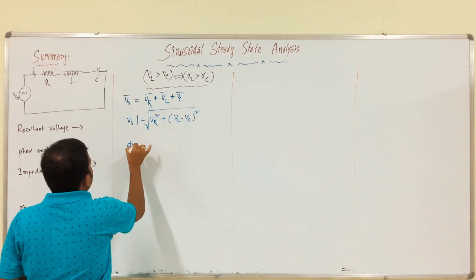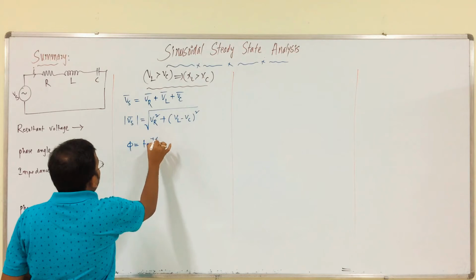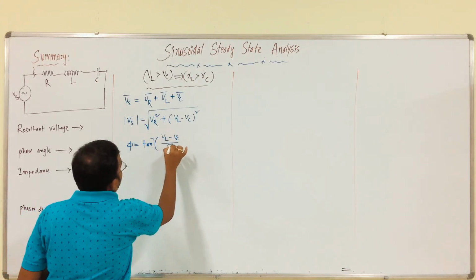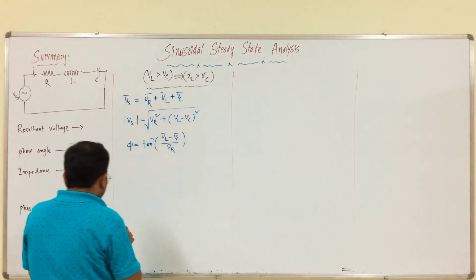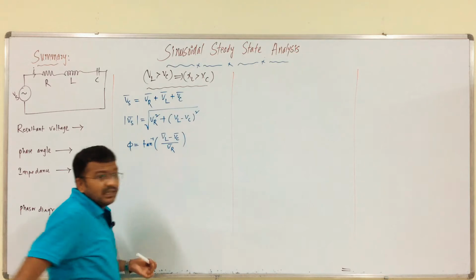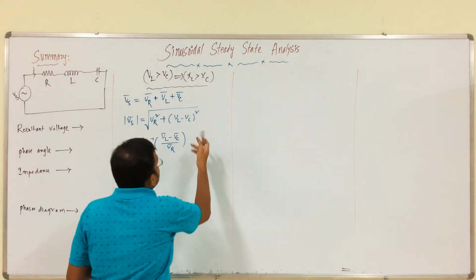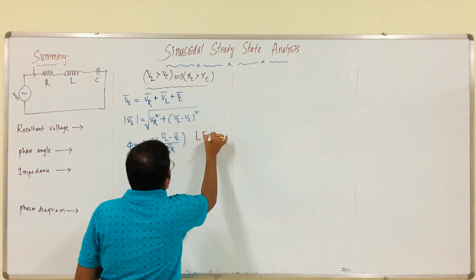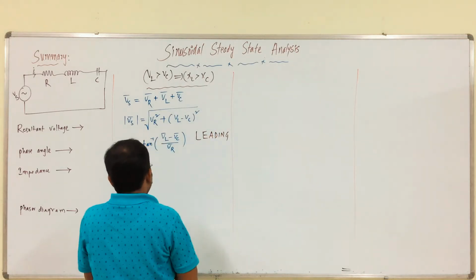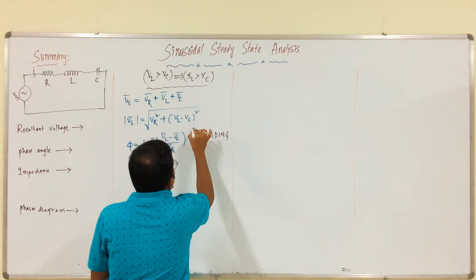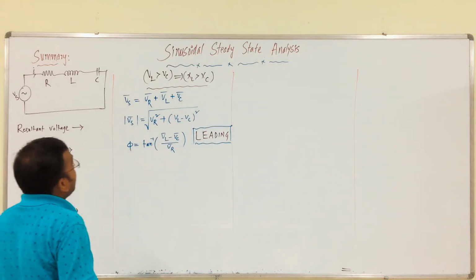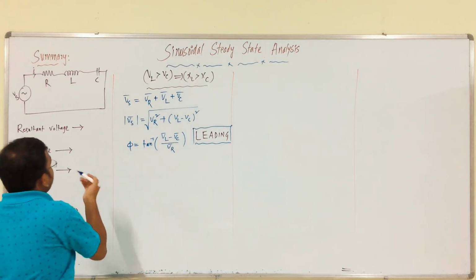Therefore, the phase angle is what? Tan inverse VL minus VC by R. This is the phase angle. Is it leading or lagging? Here the condition is VL more than VC, right? That is leading. Why is it leading? The inductive effect is more than the capacitive effect. Already we have discussed this point earlier, right? This is leading. Then coming to impedance.